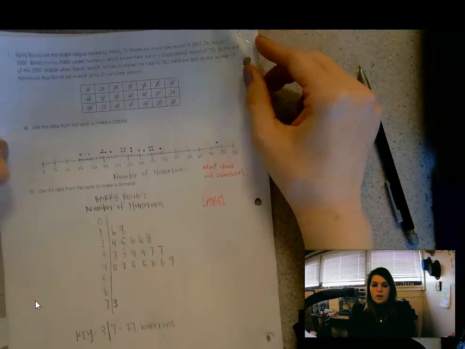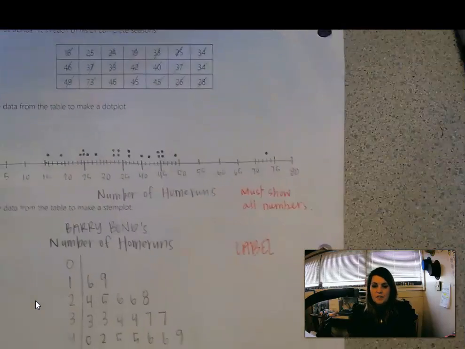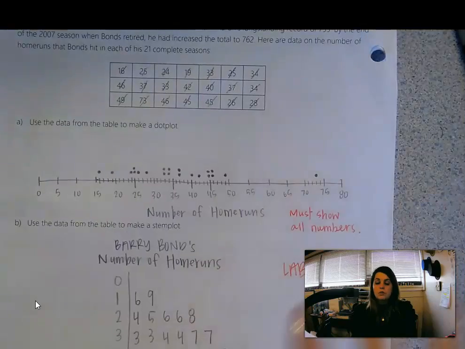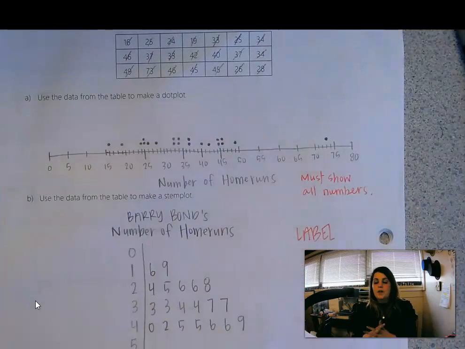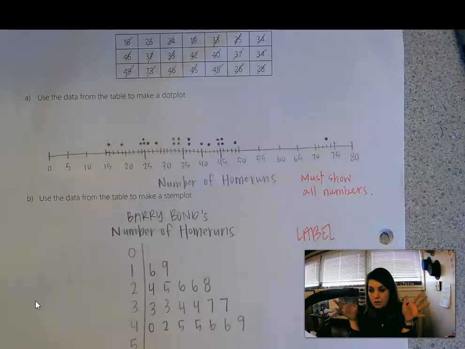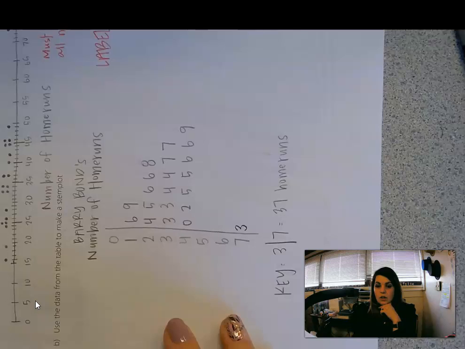Number 7, the Barry Bonds set. The dot plot on this is very cumbersome and not helpful. When you make a dot plot that varies so much, from 16 to 70 something, 73, a dot plot's not going to make sense. You're not going to be able to see the shape as well. But if you change it to a stem plot, all of a sudden you can see the shape much better.